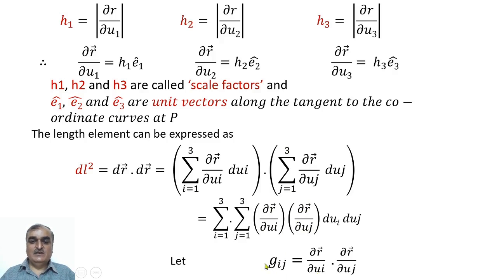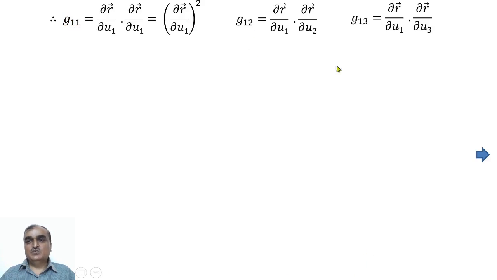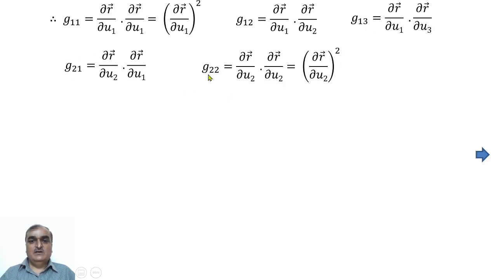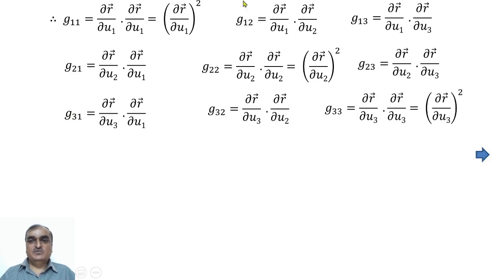Therefore, we get 9 values of gij. When i varies from 1 to 3 and j varies from 1 to 3, we get 9 product terms. Those 9 product terms are these: i is 1, j is 1; i is 1, j is 2; i is 1, j is 3; then i2, j1; i2, j2; i2, j3; i3, j1; i3, j2; and i3, j3. In this way, we get these 9 metric coefficient terms.